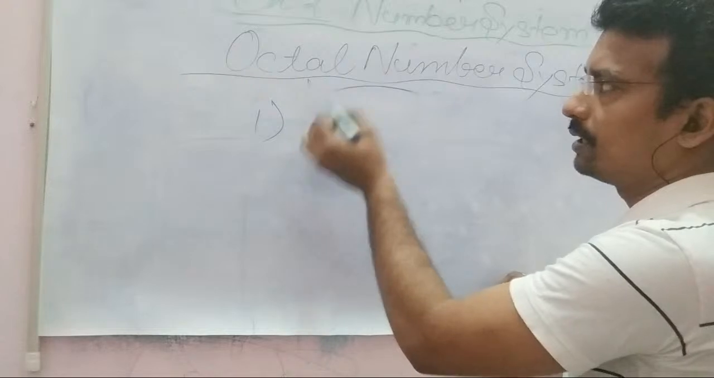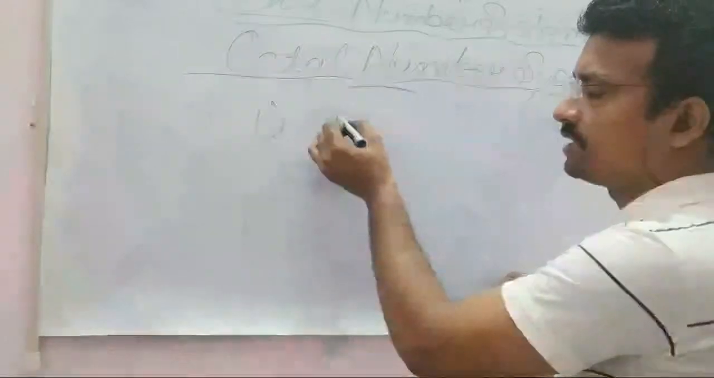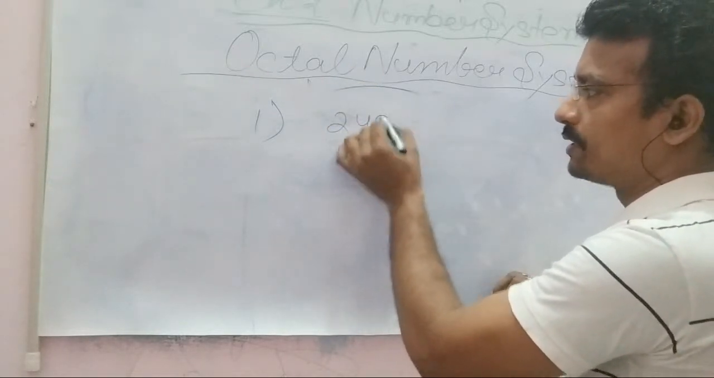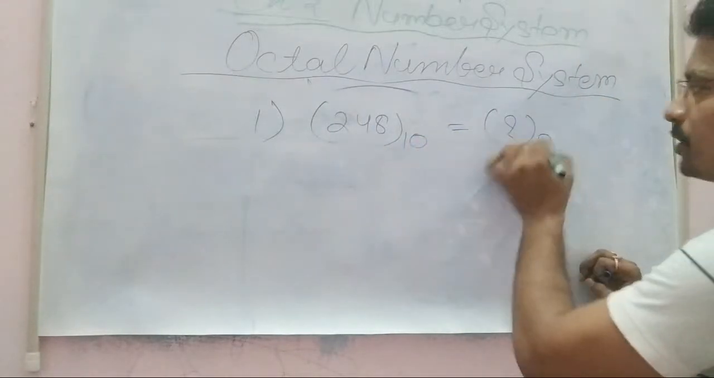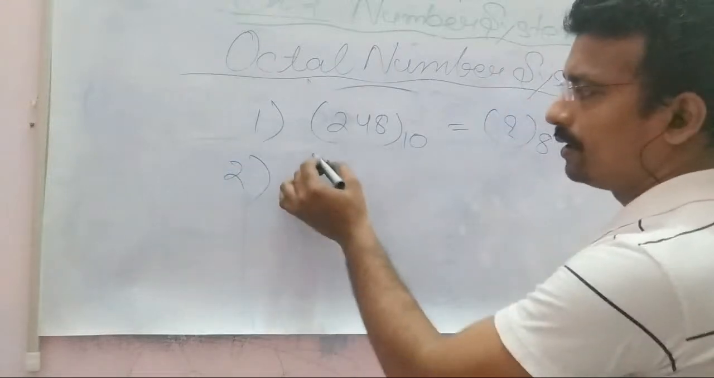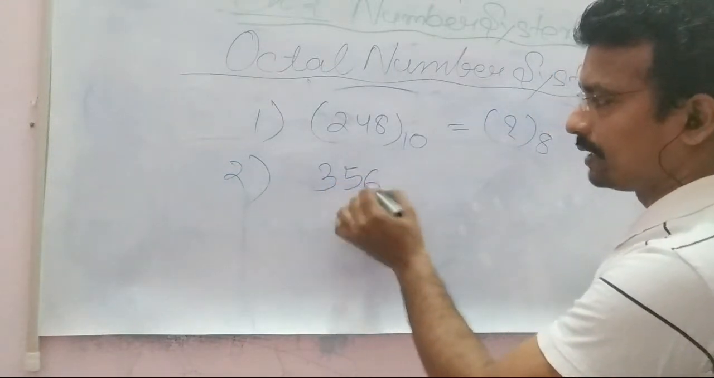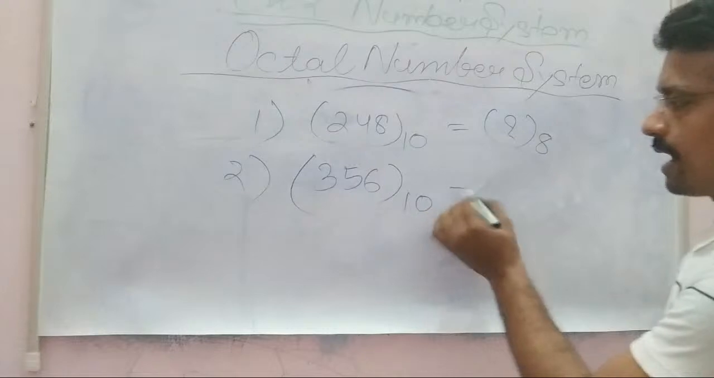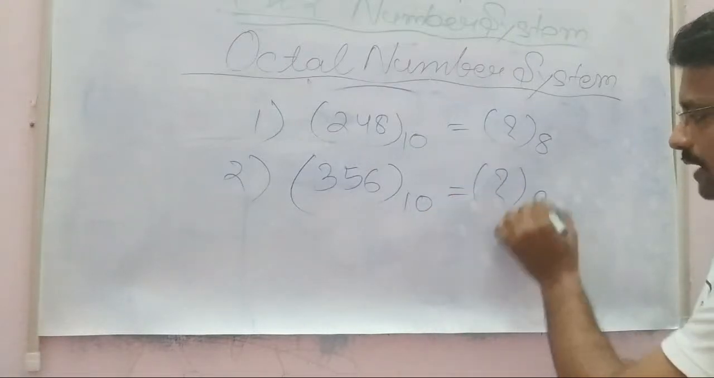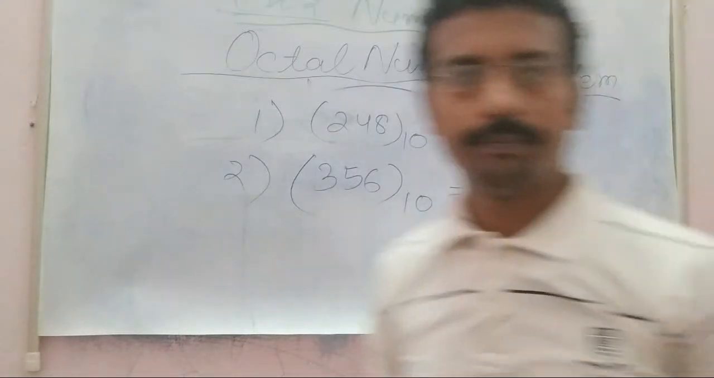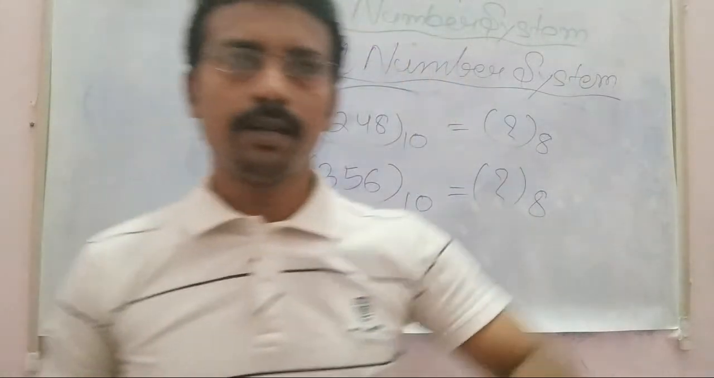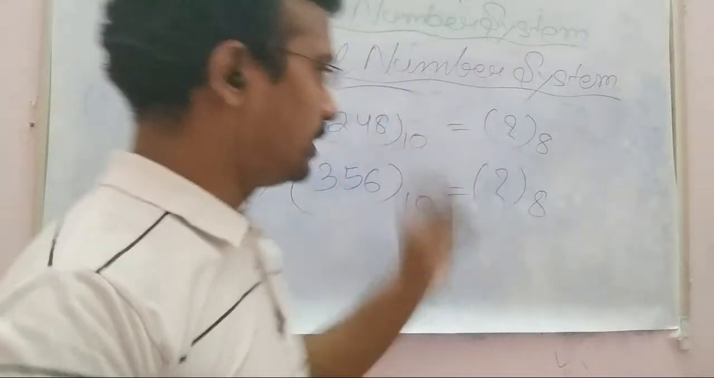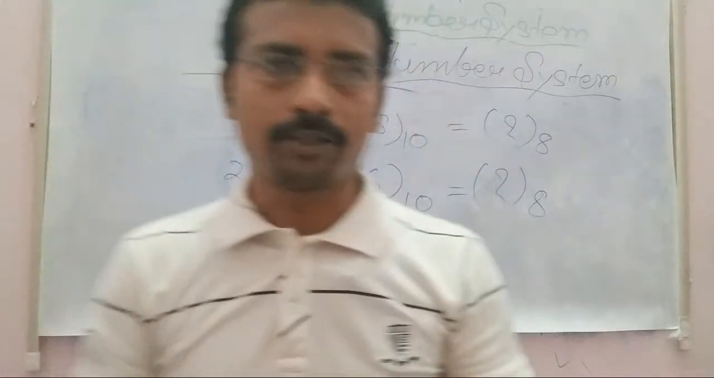You have to convert a decimal number. Suppose the decimal number is 248. You have to find the equivalent octal. And second, 356 as a decimal number, and you have to find the equivalent octal number. Clear? Can you do it from your side? Please don't cheat. Do it yourself and try to get the exact octal value.